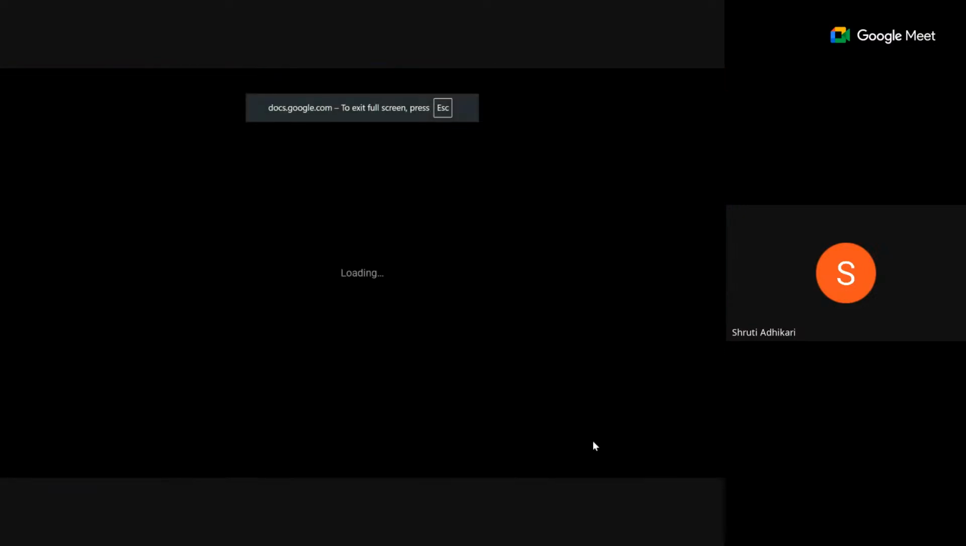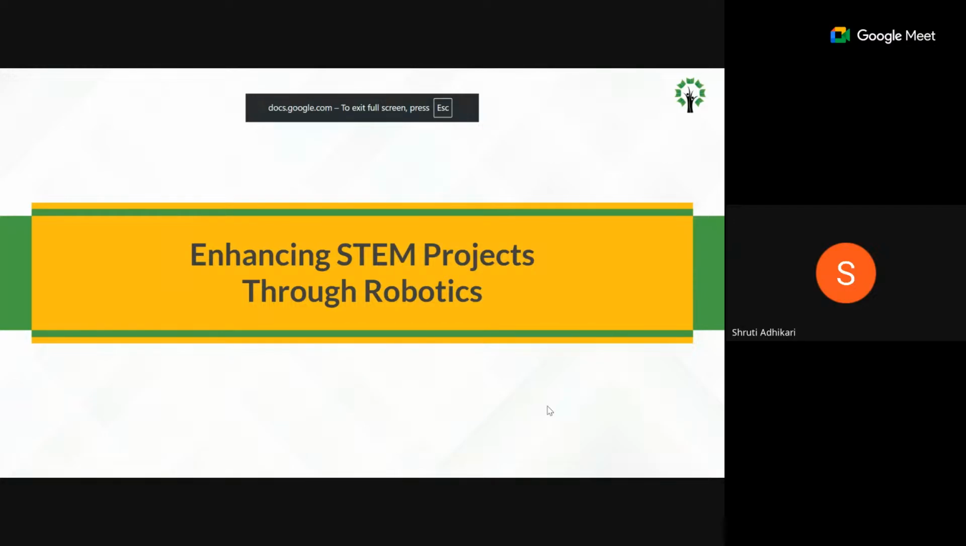The next slide which you can see here is enhancing STEM projects through robotics. We have already seen in the previous slide how we are making use of different small, simple materials like cardboard, grass, and sand, so that the students can build STEM-based projects. Now, how can we enhance the STEM projects through robotics?